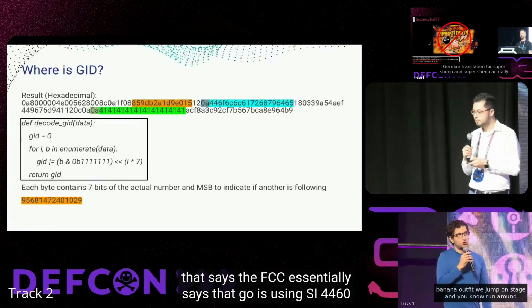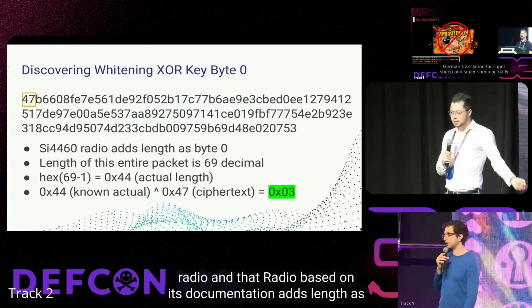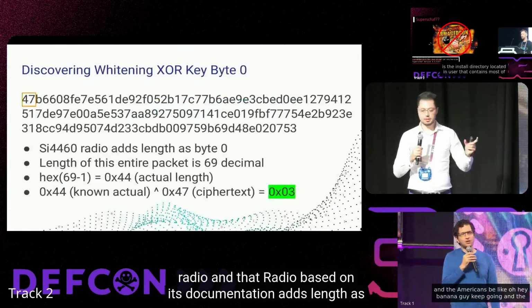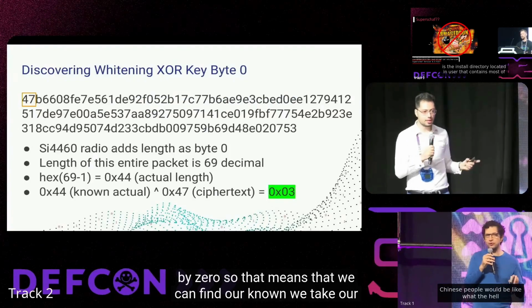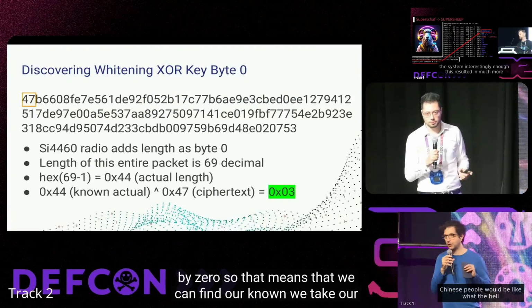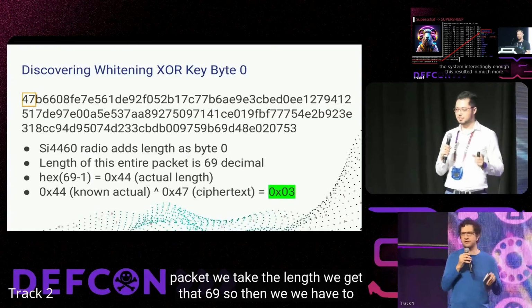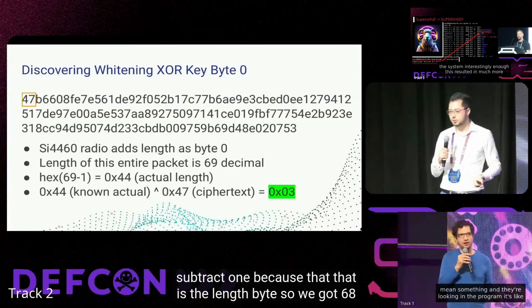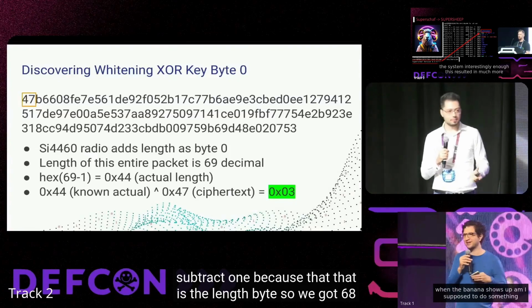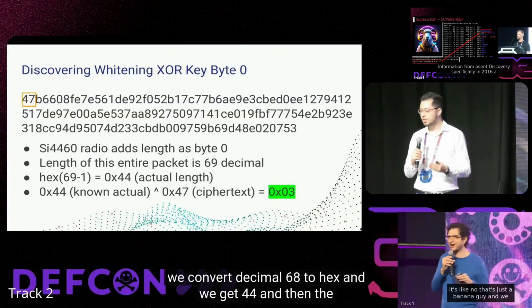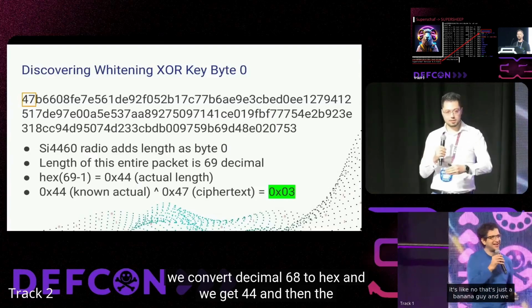Relatively simple. So our next part was, okay, let's discover byte 0. FCC comes to the rescue. They have a lot of useful information. I highly recommend FCC documentation. The FCC essentially says that goTenna is using the SI4460 radio, and that radio, based on its documentation, adds length as byte 0.